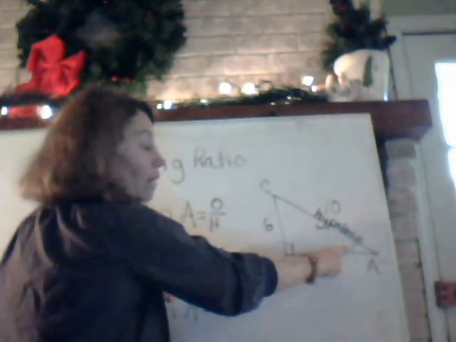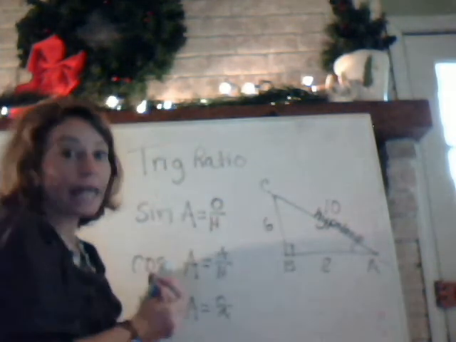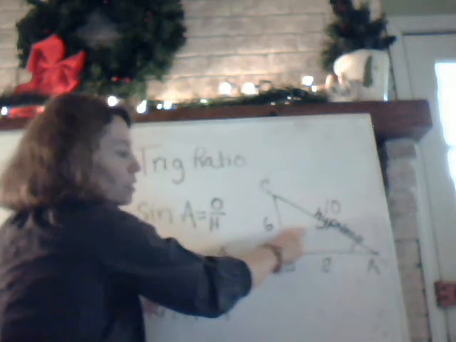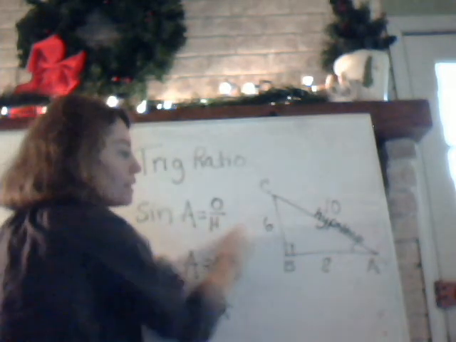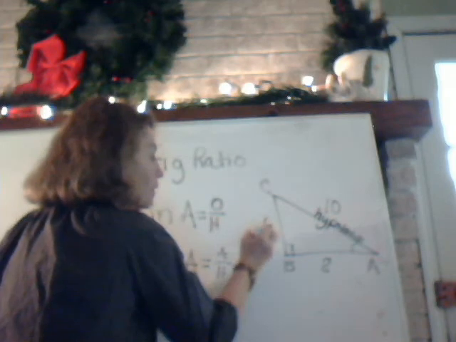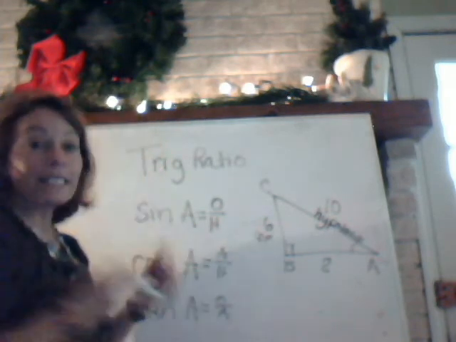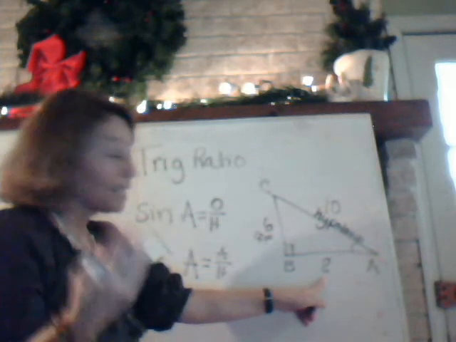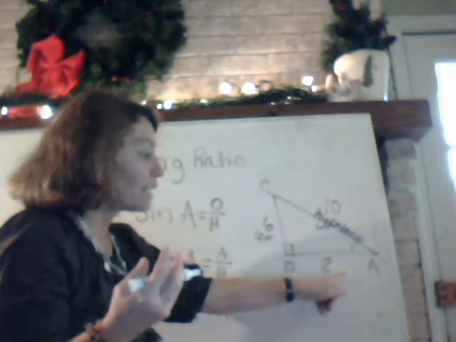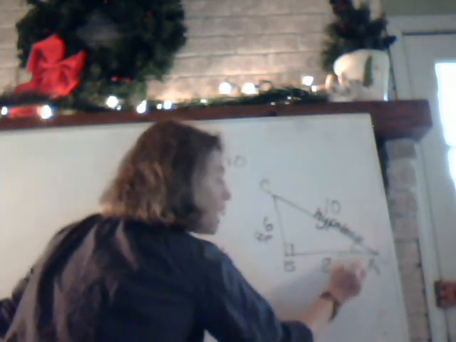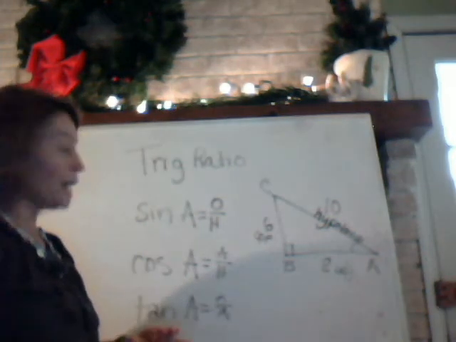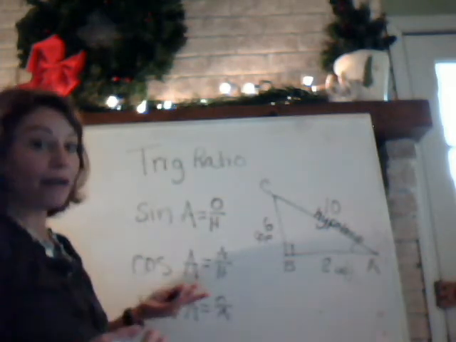Okay, so from angle A, which side is my opposite side? From angle A, I go across the triangle, and this side is my opposite. So what's left over has to be the adjacent, and that makes sense. Adjacent means next to, so which side is next to the angle? It's the side that is 8. Okay, so I go ahead and label all three sides. Then I just plug in my values.